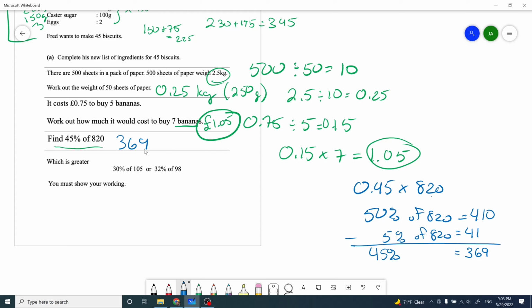Let me go ahead, since I am paranoid, let me double check that with my calculator, since I'm doing this all at the top of my head. 820, and I do in fact get 369.